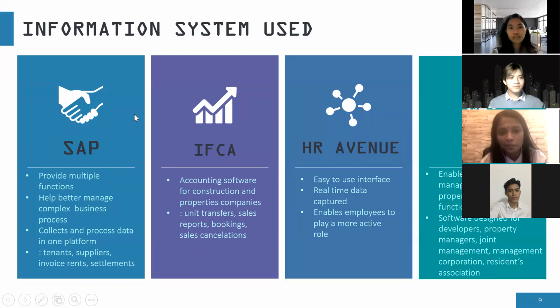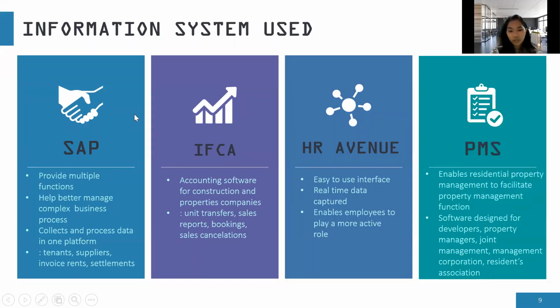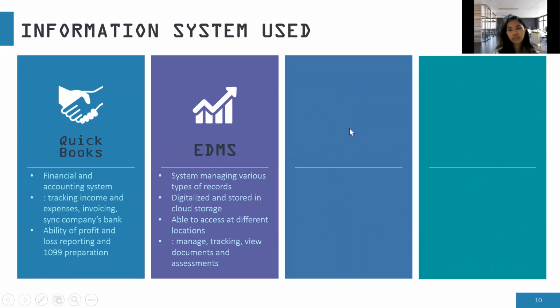There are 6 information systems used, which are SAP, System Analysis Program Development Software; IFCA, Information Competitive Advantage; HR Avenue, which is software for human resource activities; PMS, for Property Management System; QuickBooks; and EDMS, Electronic Development Management System.